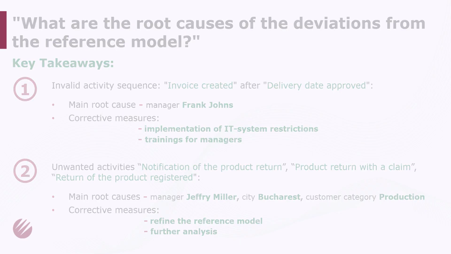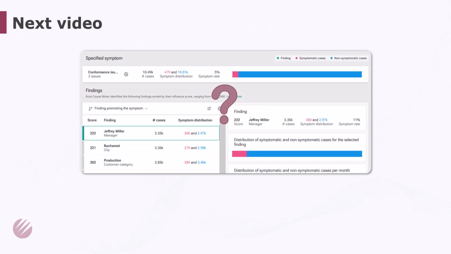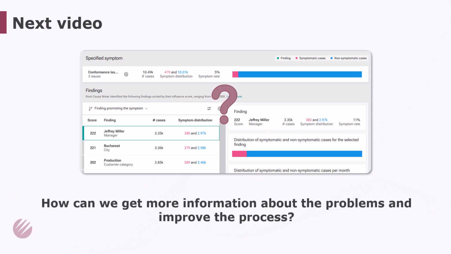To make final decisions on detected deviations and their root causes, we can rely on dashboards and information panels using ARIS Process Mining to answer the question: how can we get more information about the identified problems and improve the process? That's what we'll explore in the next video.